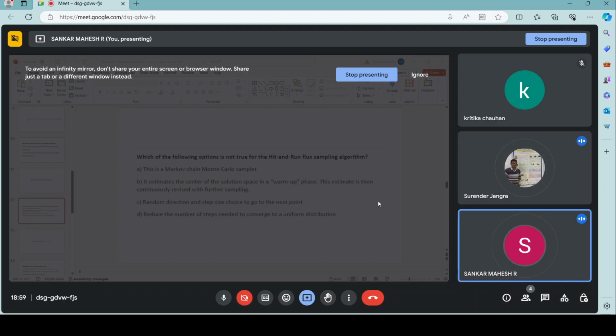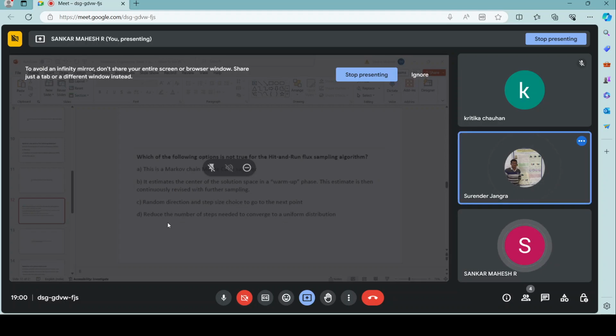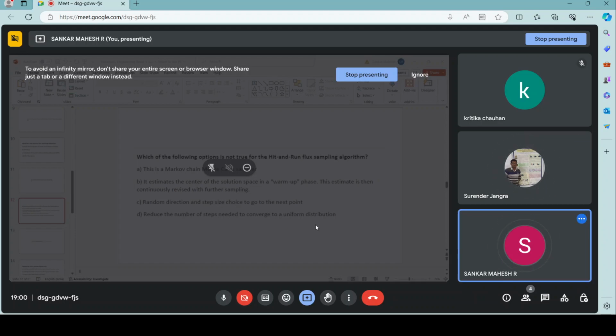Generally, these algorithms are aimed to start at a random position, then iteratively improve such that they reach the right set of flux combinations. And this means that option C, random direction and step size choice to go to the next point, is right. And also, because this is iterative and wants to converge, option D, reduce the number of steps needed to converge to uniform distribution, is also right.